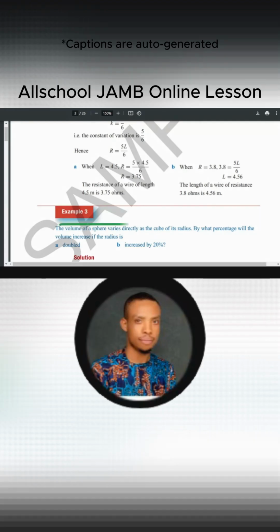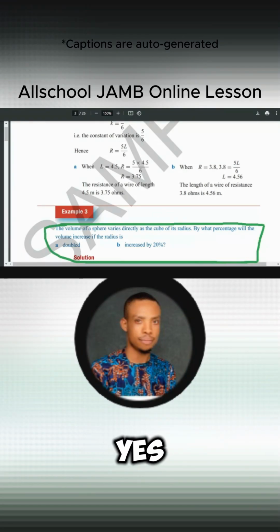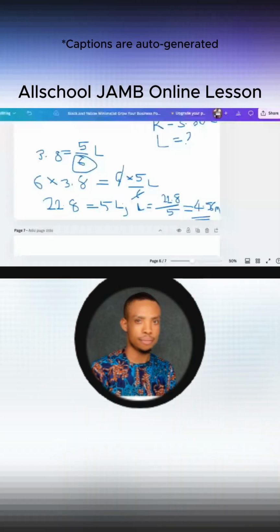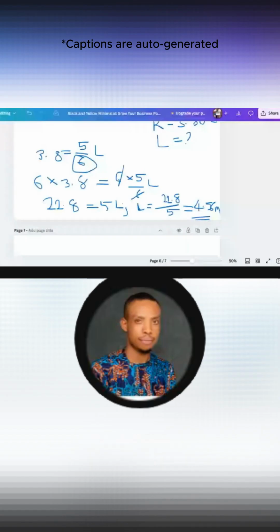Can you see it now? Yes, I just can. Just try this Example 3. If you're able to do it, then I'm sure that we can be able to. So we are good with that. Have you taken the screenshot and removed it?